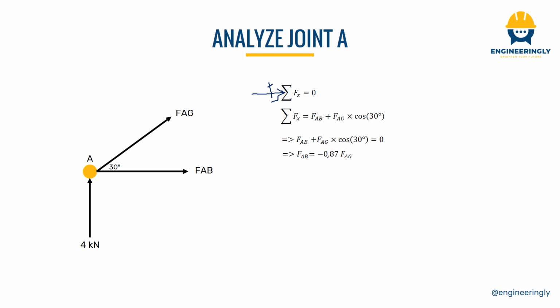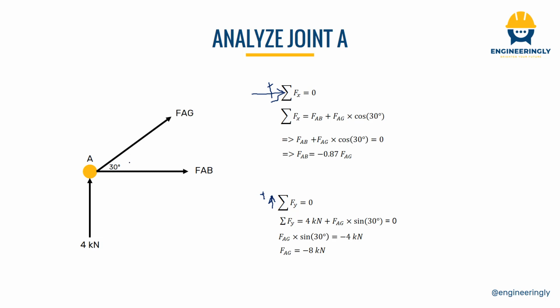Next thing is we are going to find the summation of forces in y direction. In here, we can write down the summation of forces in y direction. If we assume the upward positive, it will be 0. In here, we have a 4 kilonewton. Besides that, we have a component of force AG in the positive y direction, which will be force AG times sine of 30 degrees. From here, we can find the force in member AG to be minus 8 kilonewton.